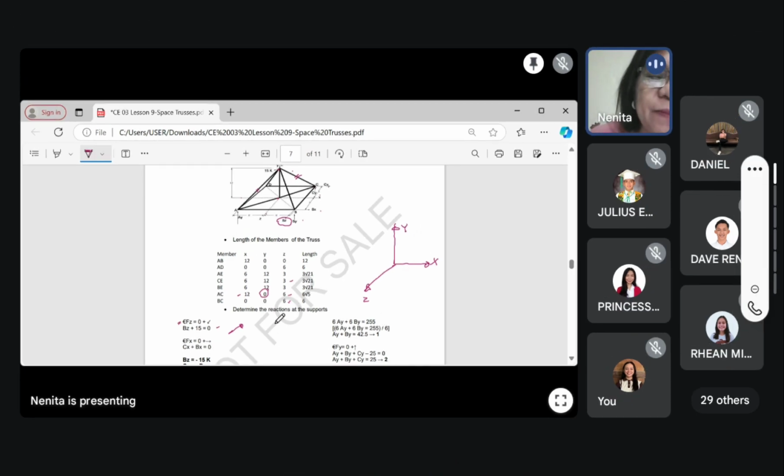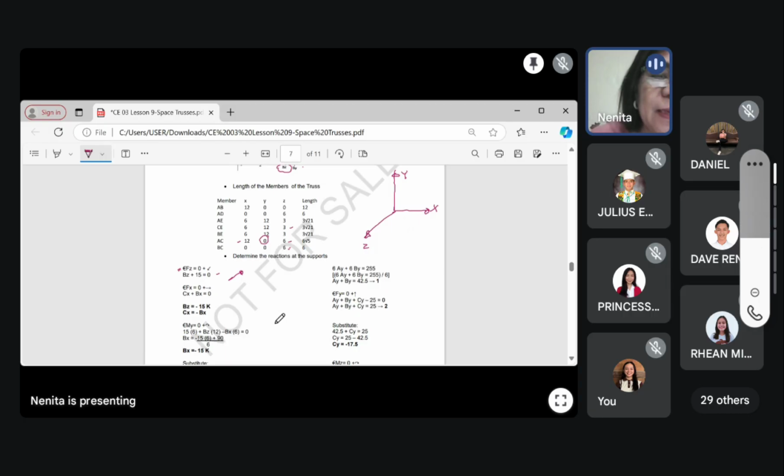Let's form our equation. Obviously, from this equation, our CX is equal to BX. Our BZ is already known. Okay, we just need our direction. So, let's say that is equation number 2. This is equation number 1, and this is equation number 2.